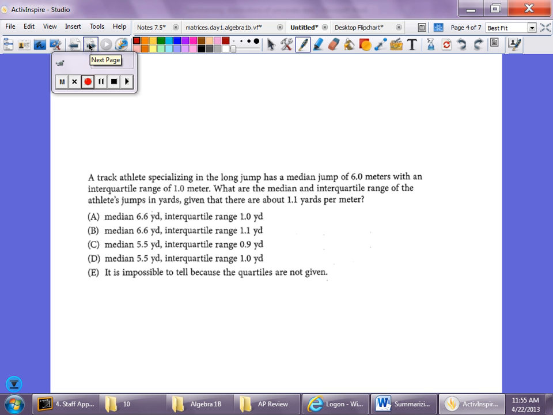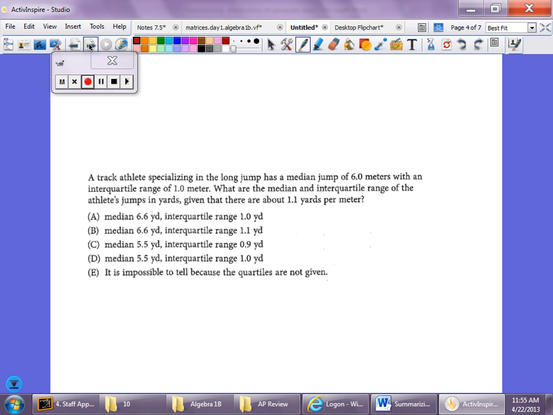A track athlete specializing in the long jump has a median jump of 6 meters with an interquartile range of 1 meter. What are the median and interquartile range of the athlete's jump in yards, given that there are about 1.1 yards per meter? What are they asking me to do here, ladies and gentlemen?